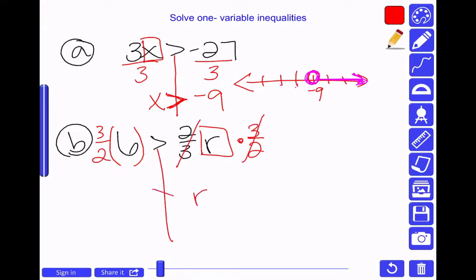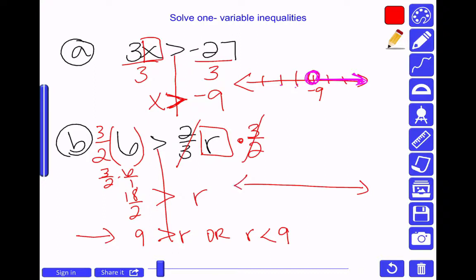So r, and then I have my symbol here, which is a greater than symbol when you're looking at it from the left, is equal to 3/2 times 6, which is the same as 3/2 times 6/1, which is 18/2, which is the same as 9. So if I read this from left to right, that is 9 is greater than r. Or I could write it as r is less than 9.